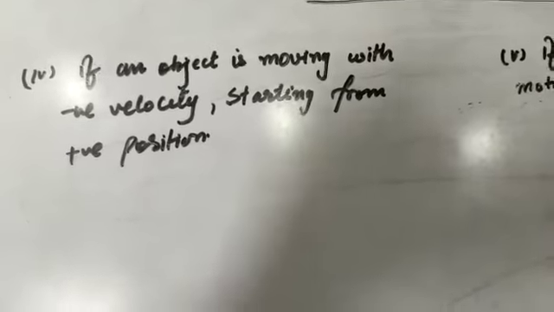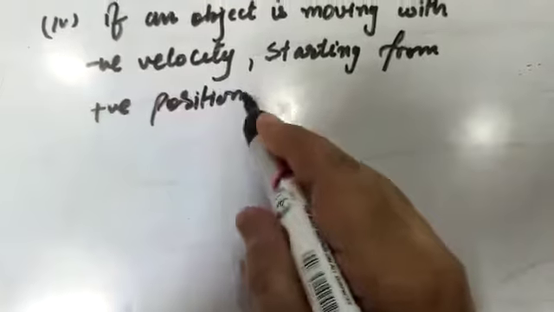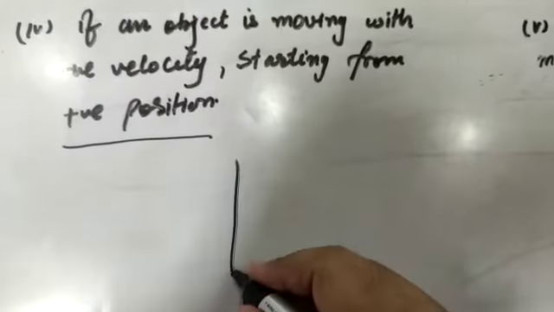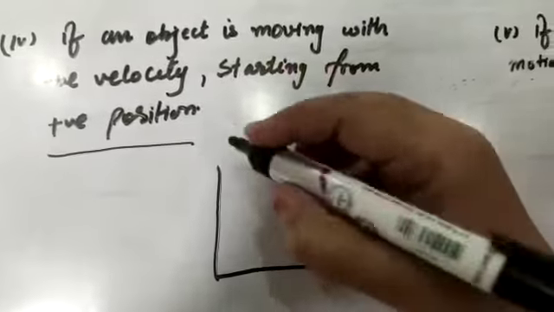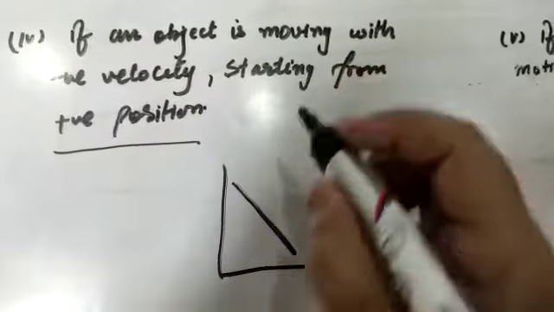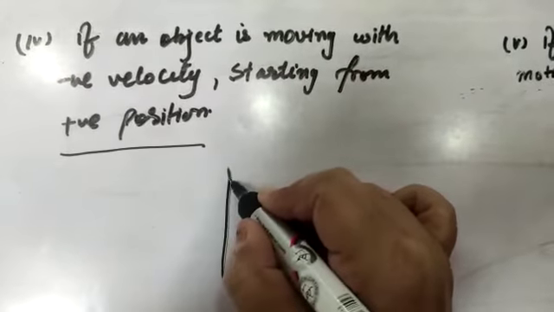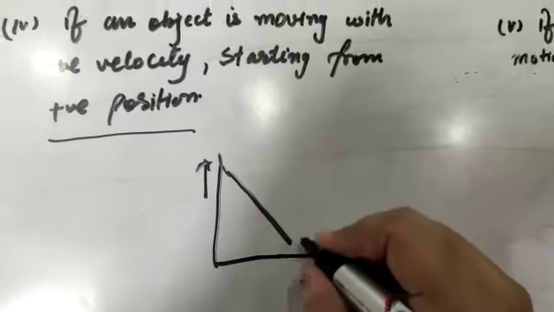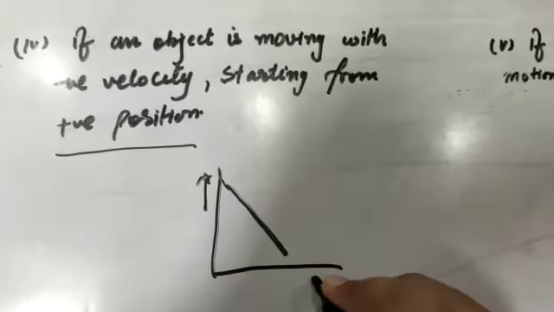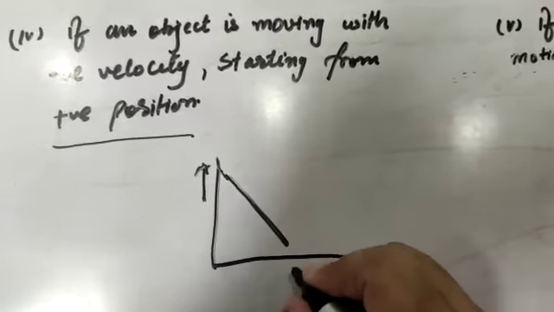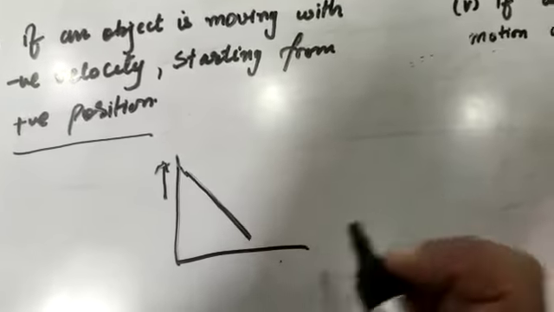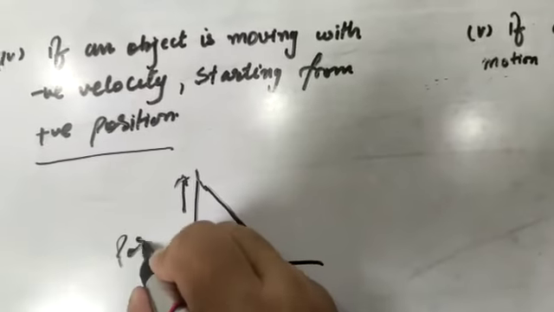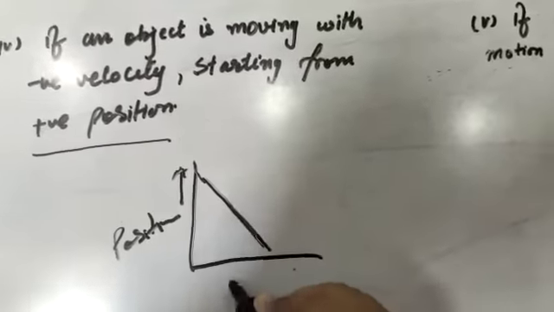And the next case is if an object is moving with negative velocity starting from a positive position, right? Negative velocity means now the graph is decreasing. Positive position means the particle has started from some positive position, and that decreases and finally becomes 0 at some interval of time. The graph will be like this. Here this is the position again, and this is time.